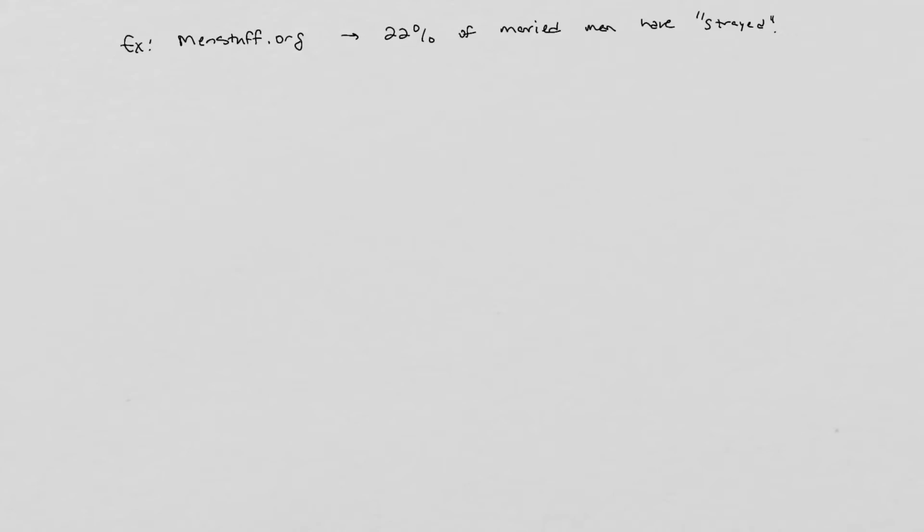So how could we test their claim? Because their claim is that 22% of all men have strayed in their marriage. So we'll say that p equals 0.22. We think they're just wrong, so we think p is not going to be 0.22. So let's make a confidence interval to test this two-tailed test. The first thing we need to do is create a sample.